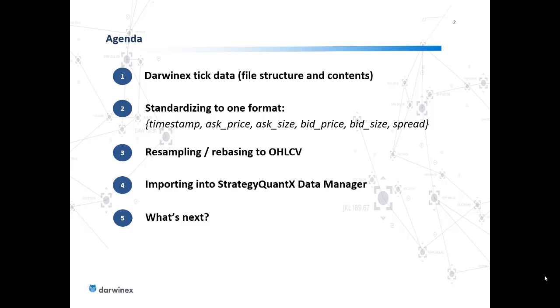So what we've covered today, once again, is where the Darwinex tick data exists. It's on our FTP service, what format it's stored in, what is the structure of the file inside, how to read that comma-separated data, then standardize it to one format. In our case, we selected this format. You are, of course, free to choose any other format that suits you or the application in question that you're working on. We talked about and showed the code for resampling and rebasing to OHLC if that's necessary.